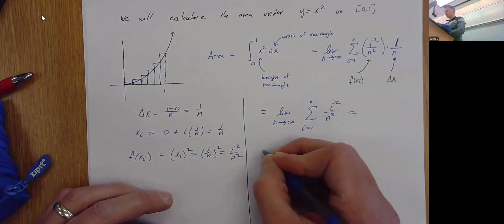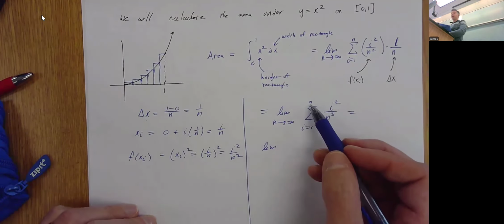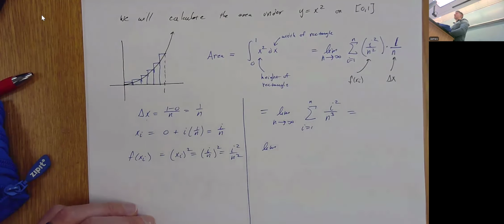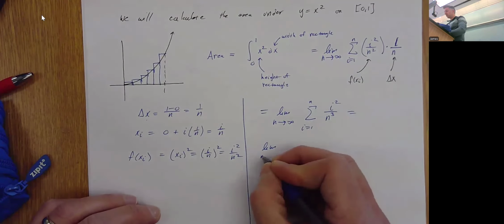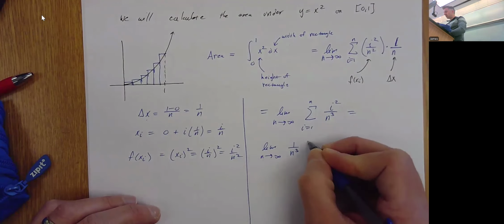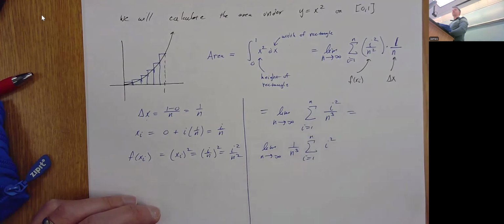Okay, this is equal to the limit. It's like if I was doing the sum from i equals 1 to 100 of i squared over 100 cubed. The 1 over 100 cubed is a constant I could pull out in front. The 1 over n cubed is a constant I can pull out in front. And then I have the sum from i equals 1 to n of i squared. And there's a formula for that sum. We just wrote it down.